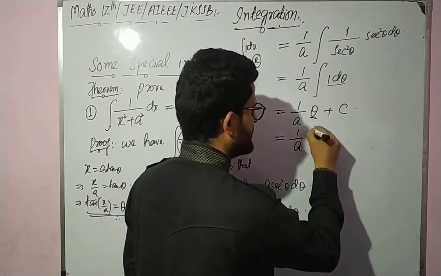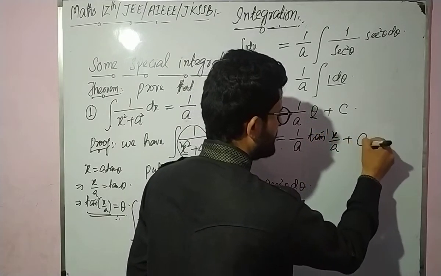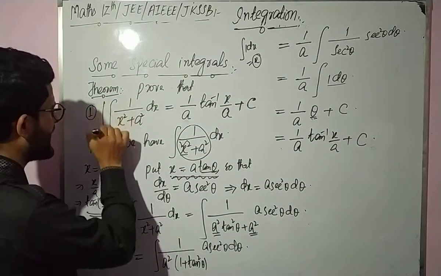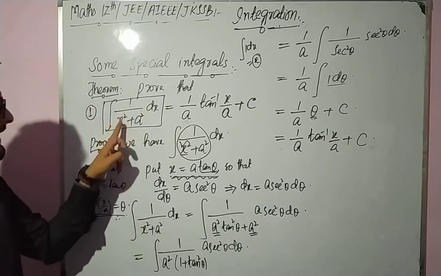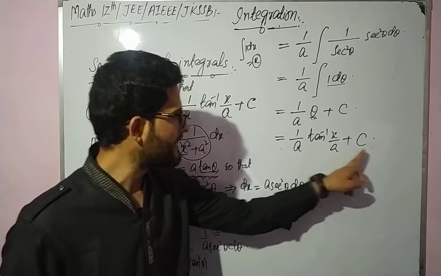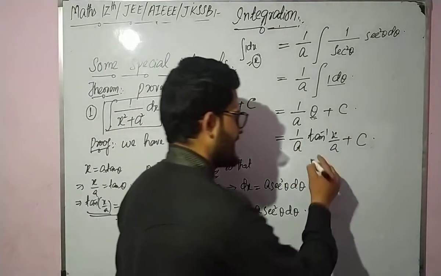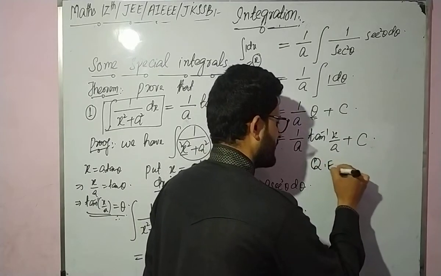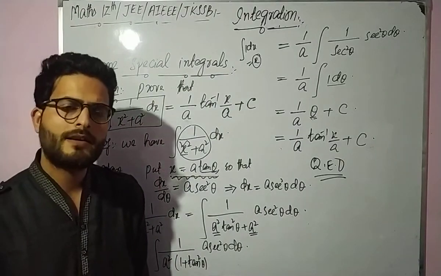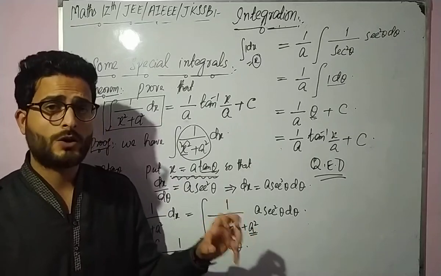So instead of theta, there lies tan inverse of x divided by a plus c, the constant of integration. So the antiderivative of 1 divided by x square plus a square dx is nothing but 1 by a tan inverse x by a plus c, and QED, we have proved the result. QED, quod erat demonstrandum, means hence the demonstration of that thing that we have to prove.